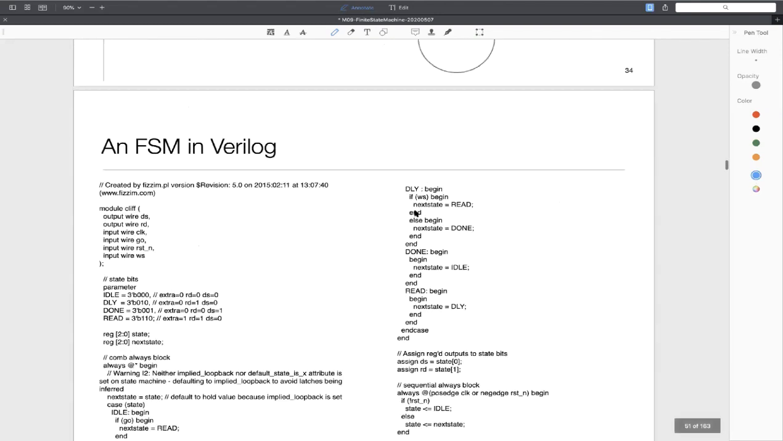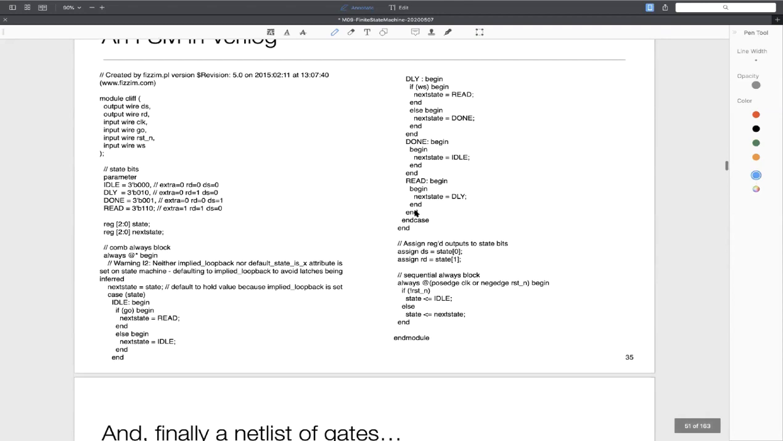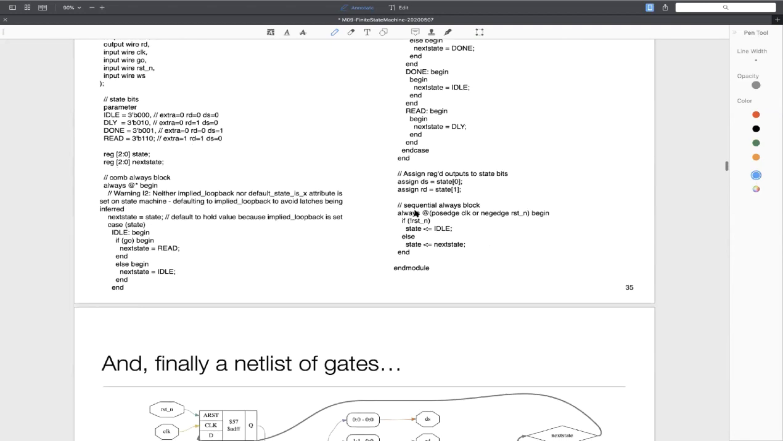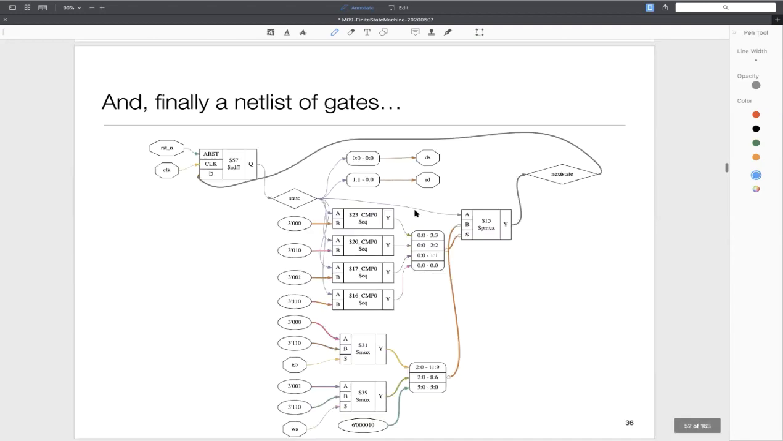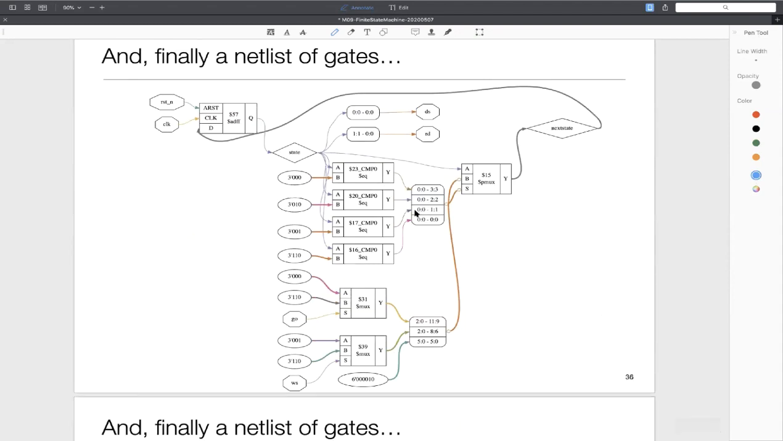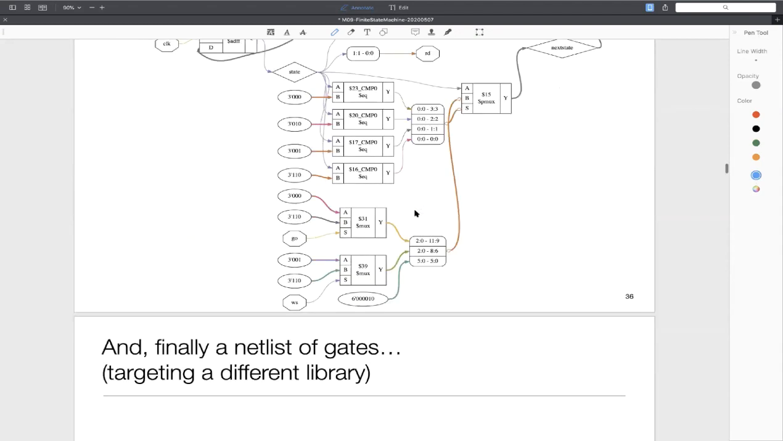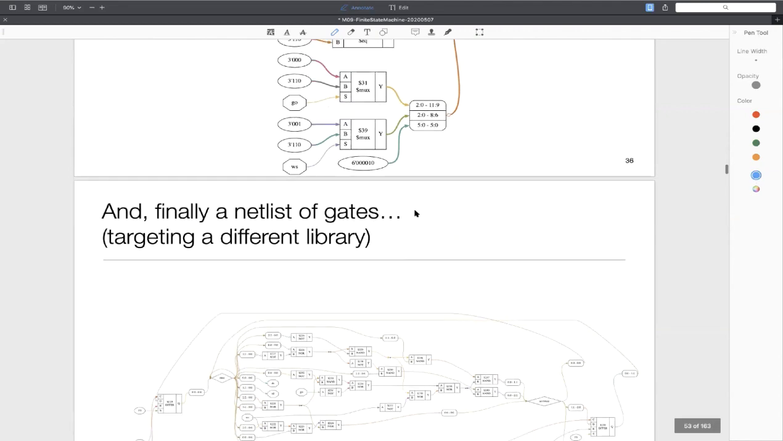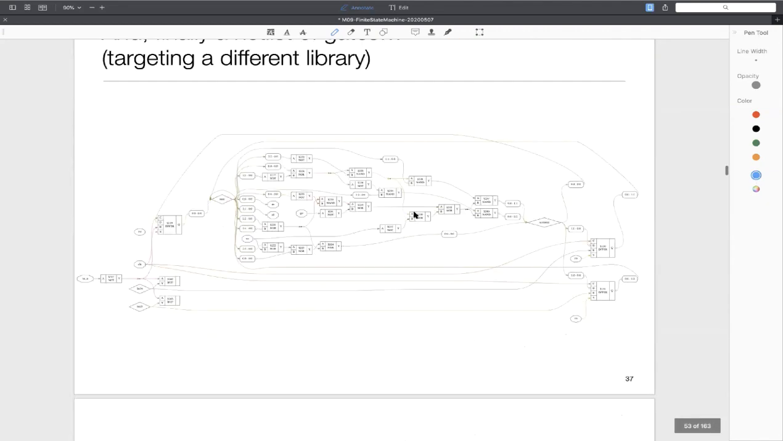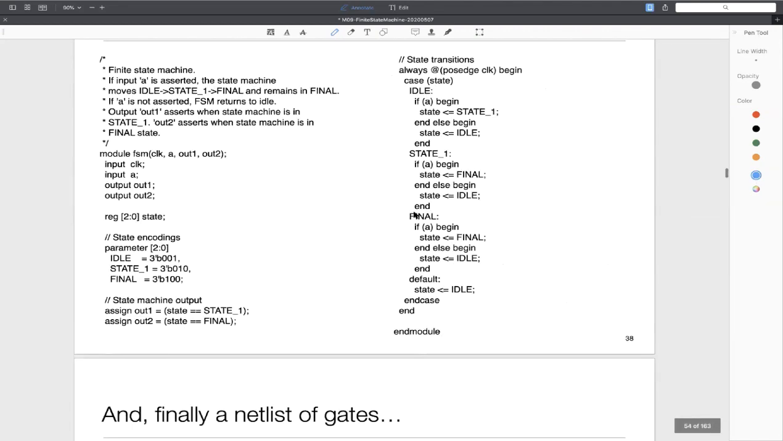Then FSM lets you map to Verilog, and then you feed the Verilog into a tool, and you will get a netlist of gates. This is a netlist of gates. So that's the automated path, and you basically end up with a set of gates. So these tools help us a lot.